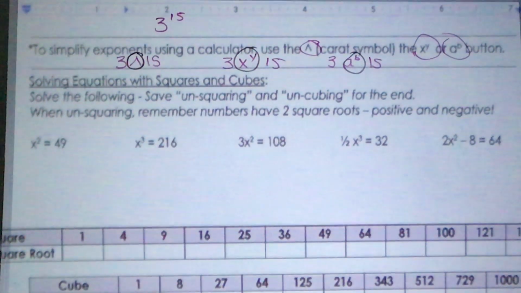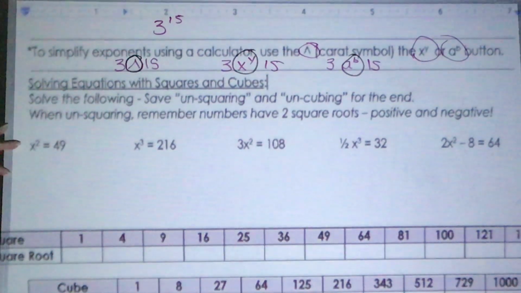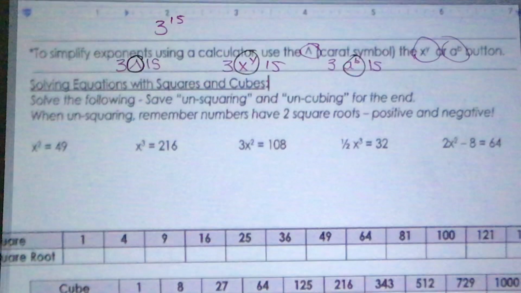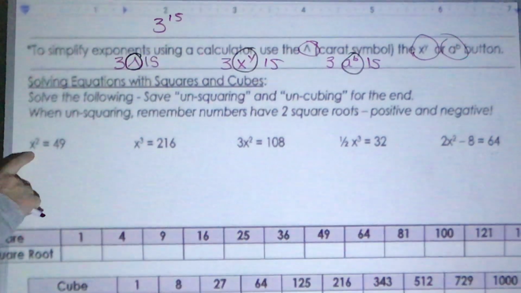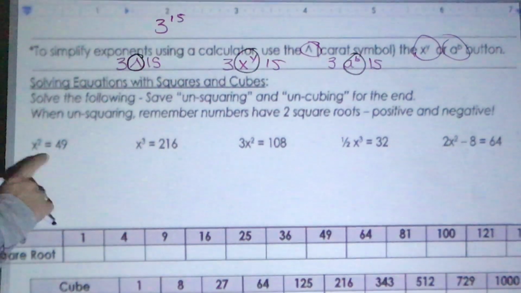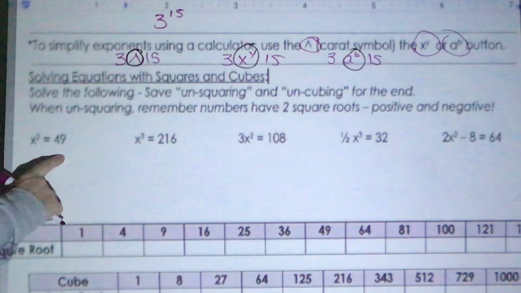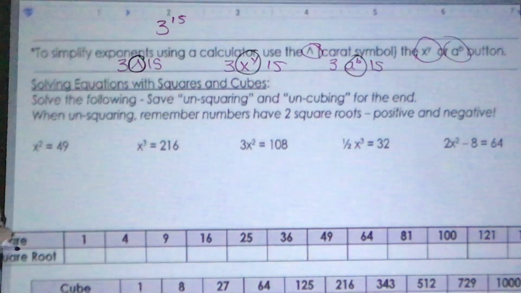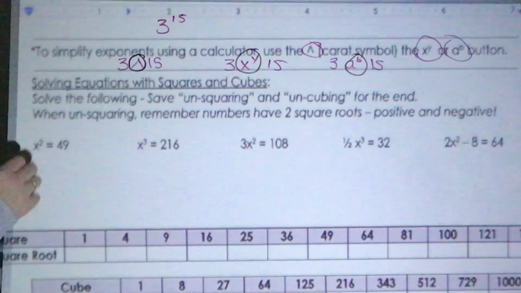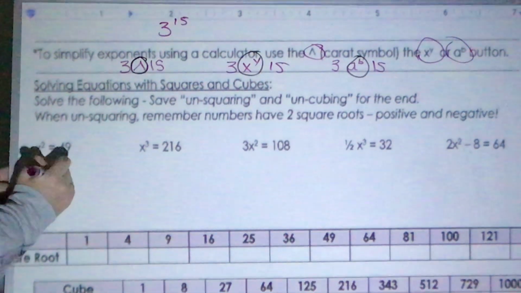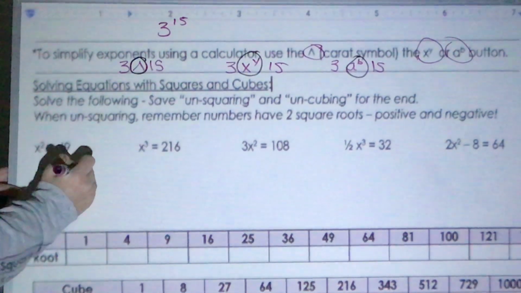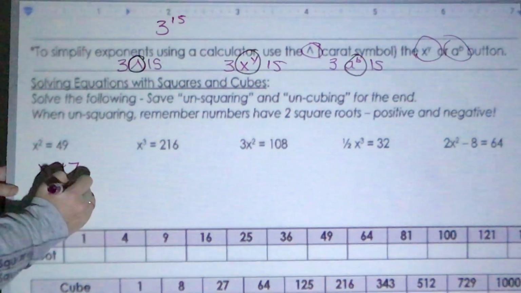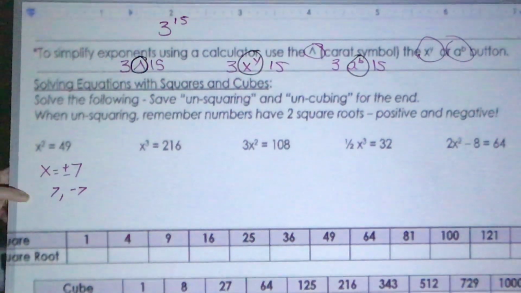So to solve equations that have squares and cubes in it, you're always going to leave unsquaring and uncubing for the very last step. So for this one, it just says x squared equals 49. So we want to know what number times itself twice will give us 49. When you're solving an equation, if there's two answers, a positive and negative, you have to give both. So for this one, I would get x equals positive or negative 7. I could write it like this, or I could just write 7, negative 7, or 7 and negative 7.